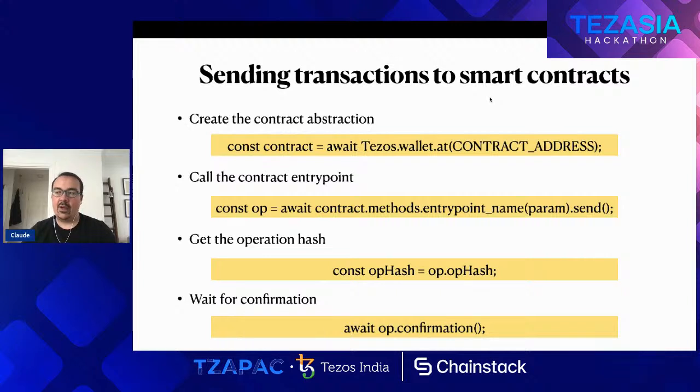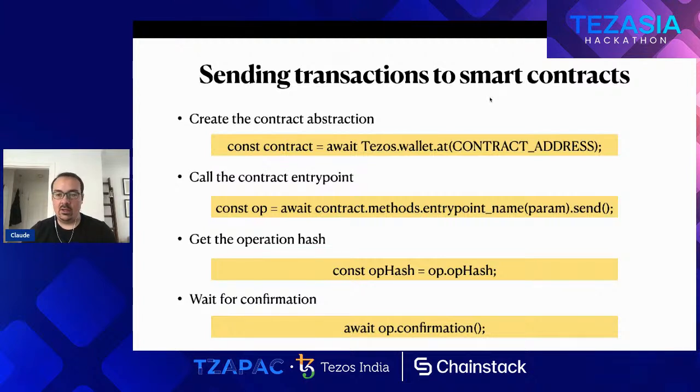And after passing the parameter, you can just call the send method, and the send method is going to forge the operation for you and send it to the node you're connected to. So as you can see with Taquito, it's very easy to forge transactions. It's just one line of code if you know the name of the entry point you want to interact with. It's just going to take one line of code to send an operation to the entry point.